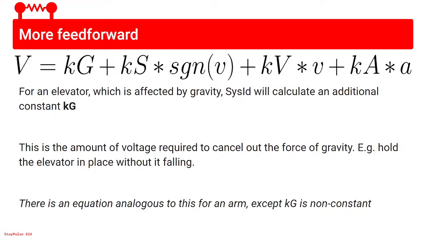For an operator that's controlling this elevator with the joystick, this is super useful. When he lets go, the elevator won't start falling. Oh yeah, I have a note. For an arm, you also can account for gravity, except kg is a constant, but the term that's canceling out gravity is not, because you're multiplying it by the sine of the angle that the arm is at.